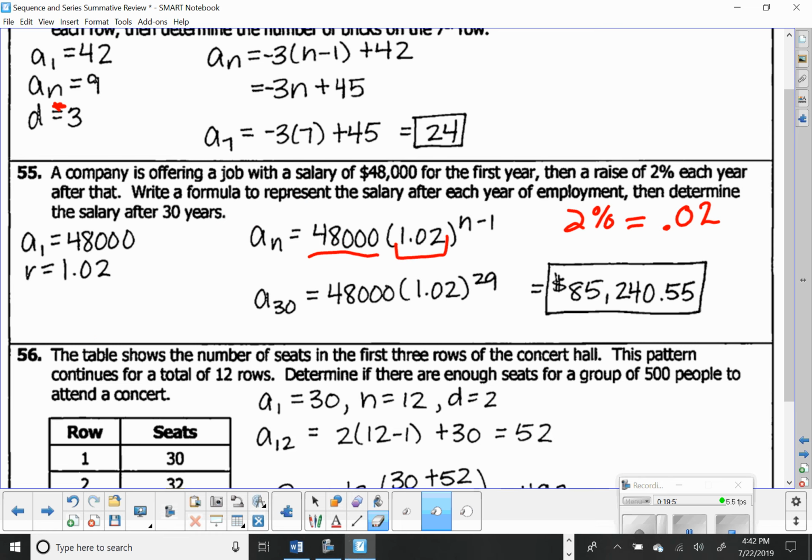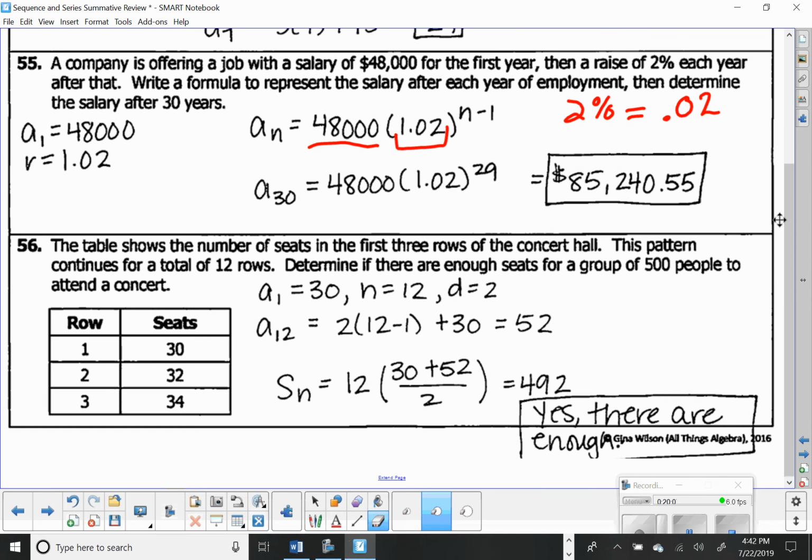If you multiply it by just 0.02, it's going to be a tiny little salary. Okay? You're not going to be increasing. Now, number 56, and in this case, number 55 was geometric.